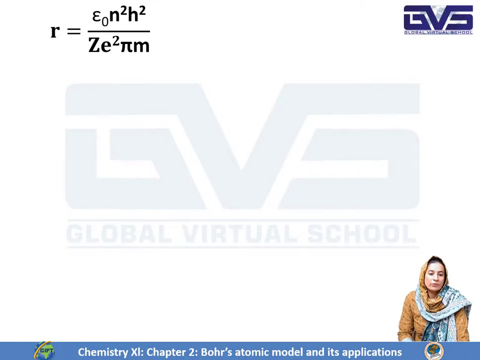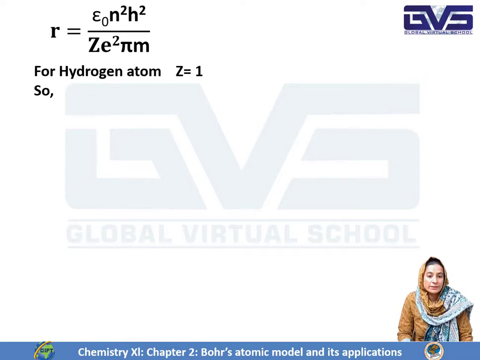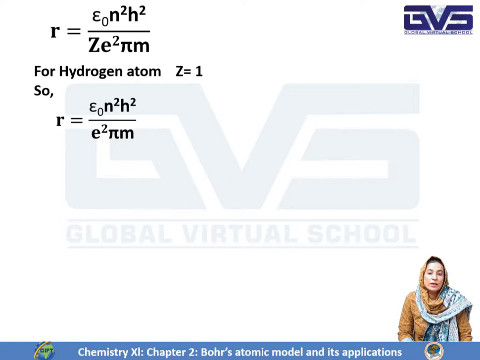Here I will just calculate for hydrogen atoms. I already explained for helium and lithium, you can calculate for helium and lithium ions. Here Z is 1, so 1 means 1. So this is the expression, or you can say formula, or you can say the equation to calculate the radius of the nth orbit.